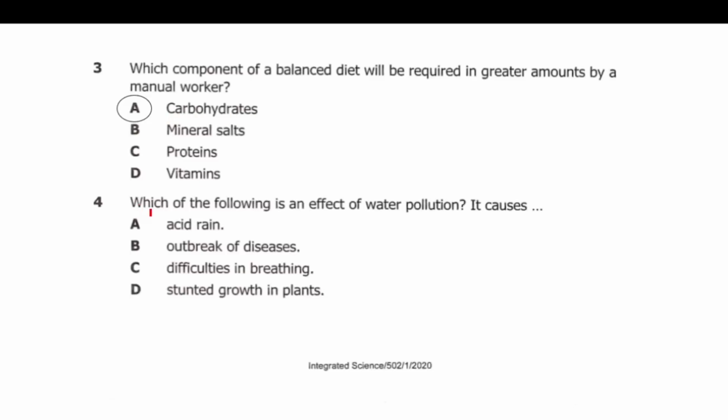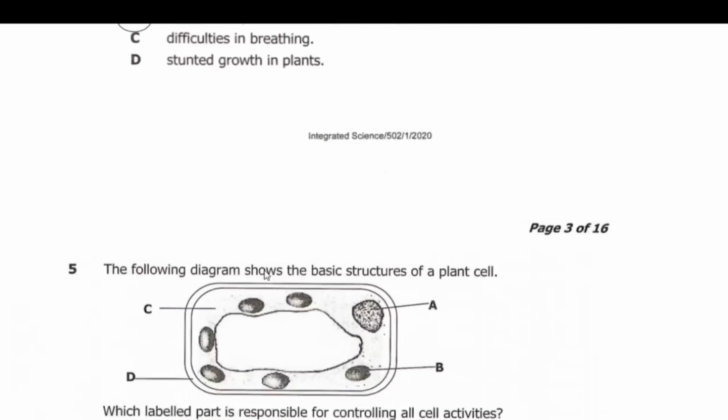So question 4 is, which of the following is an effect of water pollution? So when we look at the options, B, outbreak of diseases, C, difficulties in breathing, then D, stunted growth in plants. So here the best answer is B, because the effect of water pollution, of course, is outbreak of diseases like cholera, especially in urban populated areas.